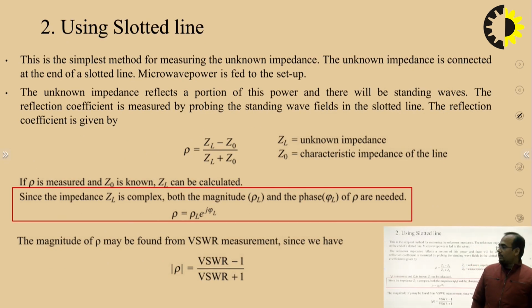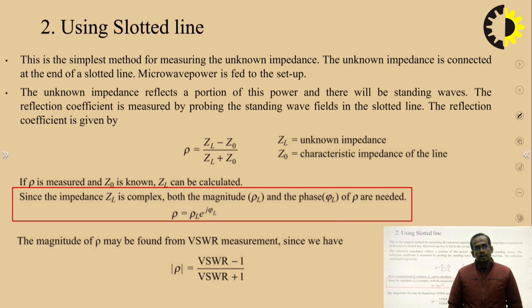Next method is using slotted line. This is the simplest method for measuring the unknown impedance. The unknown impedance is connected at the end of the slotted line, and the microwave power is fed to the setup. The unknown impedance reflects a portion of this power, and there will be standing waves. The reflection coefficient is measured by probing the standing wave fields in the slotted line.